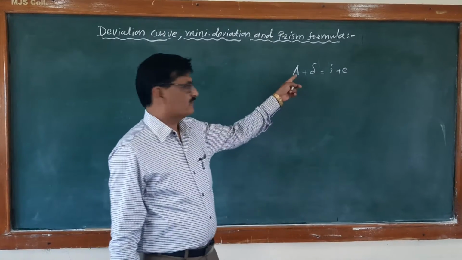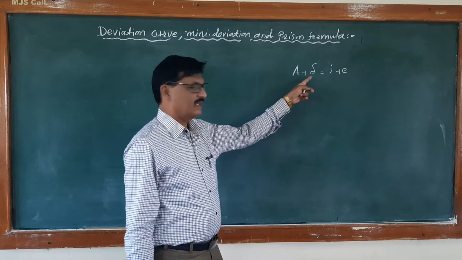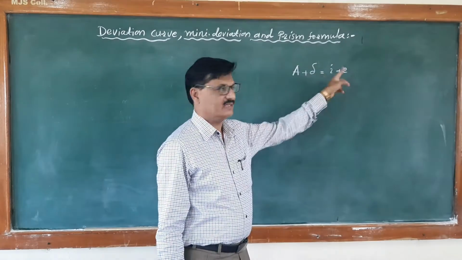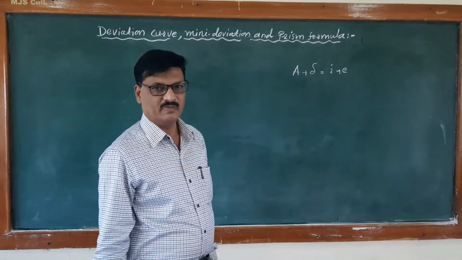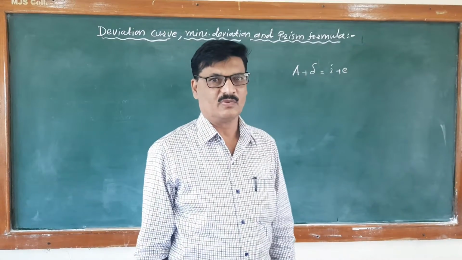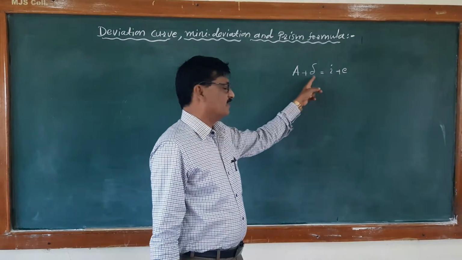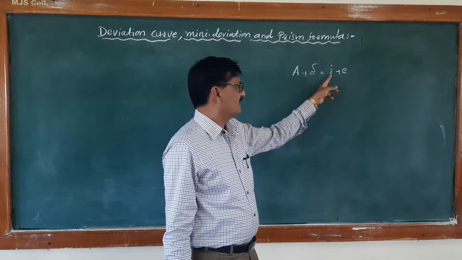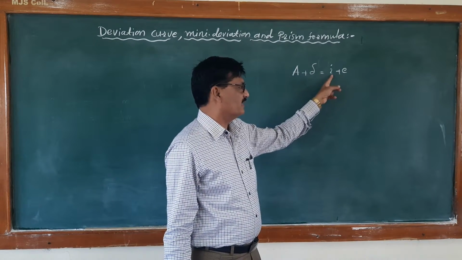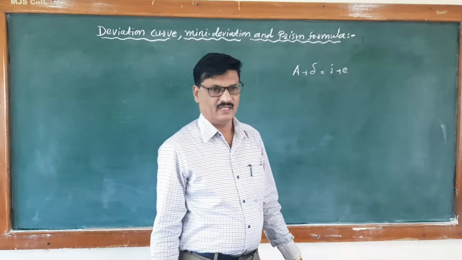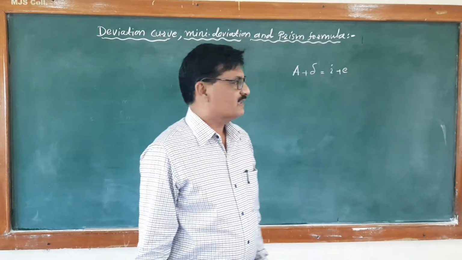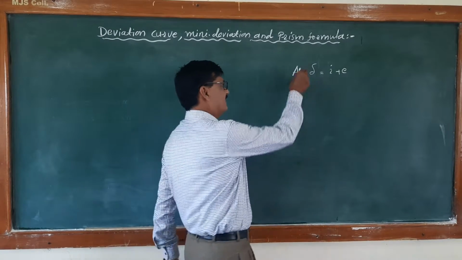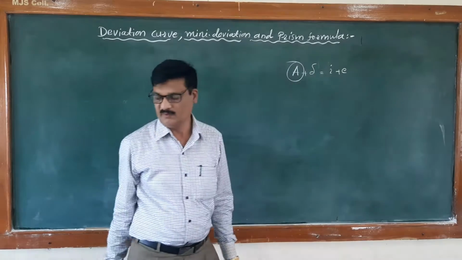Here this symbol, capital A, is called the refracting angle. This delta is called the angle of deviation. I is called the angle of incidence, and small e is called the angle of emergence. Already we know that the angle produced by incident rays and emergent rays is called the angle of deviation. The angle produced by incident rays with the normal is called the angle of incidence, and the angle produced by emergent rays with the normal is called the angle of emergence, and this capital A is called the refracting angle of prism.